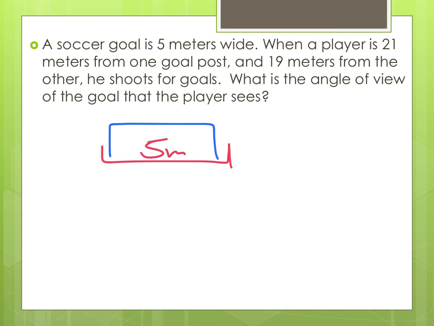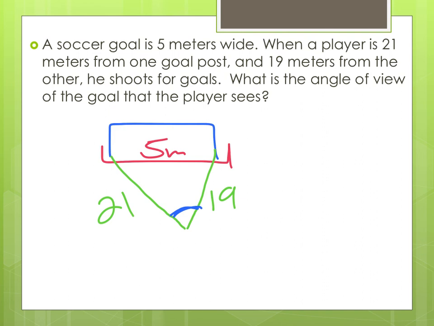So we have two sides of a triangle. One length is 21, one length is 19. So this one is 21, and this one is 19. The question is, what is the angle of view to the goal that the player sees? So what is this angle here? Again, we have all three sides.